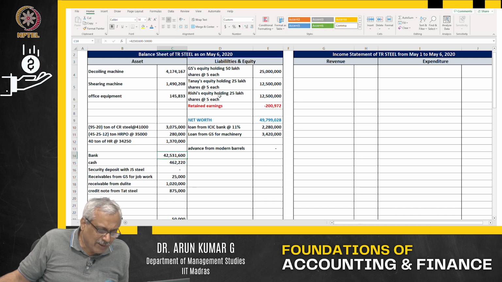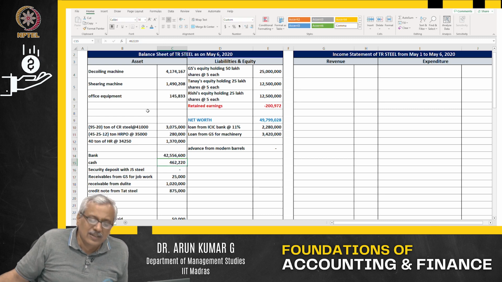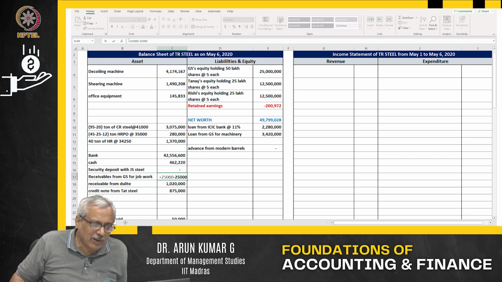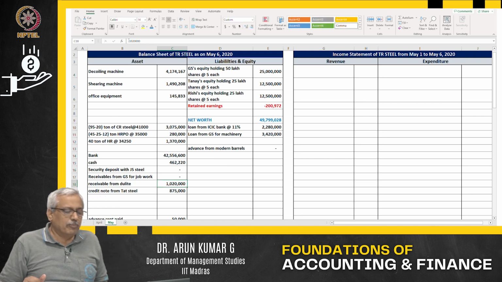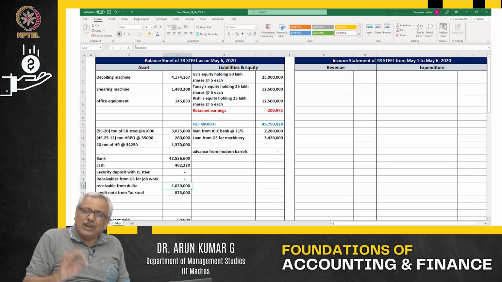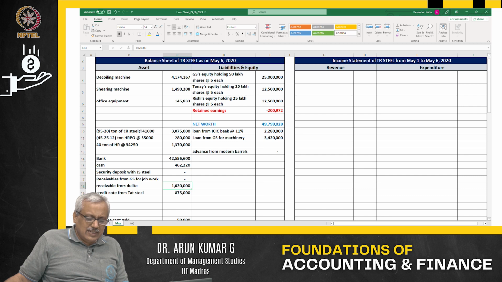If you have received the money, what happens? Your bank balance increases by 25,000, and the money that you were supposed to receive from GS, if you have received it, there is no money still receivable from GS. That becomes nil in this case. I have presumed that you have received it, because it's a parent company, though there is no statement to presume that you have received it.